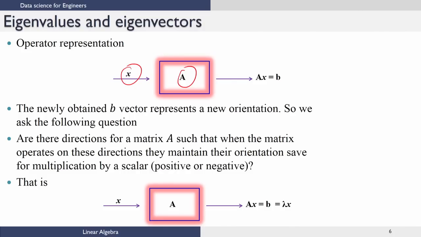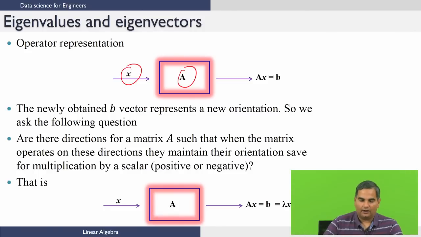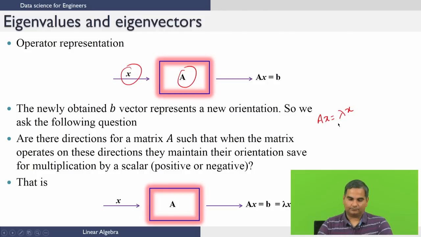Now that we have this interpretation, we ask the following question. For a matrix A, are there some directions which, when you operate A on them, do not change their orientation? In other words, I want to know if there are x vectors for matrix A such that when I operate A on x, I get lambda x, not b. Here the idea is that there is no change in orientation save a multiplication by a scalar.